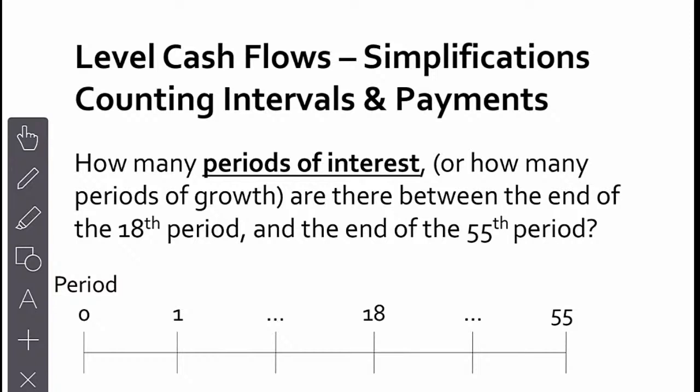So remembering the first class how I explained, these tick marks will always denote the end of period. So 18 means end of period 18. 1 means end of period 1. 55 on the tick mark means end of period 55. So the question is, how many periods, how many intervals, periods of interest or growth, how many intervals are there between 18 and 55? How are you going to figure that out?